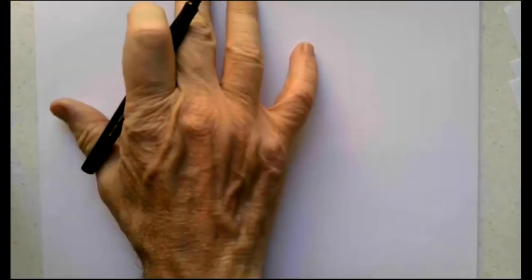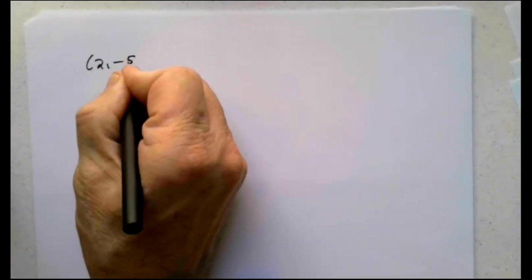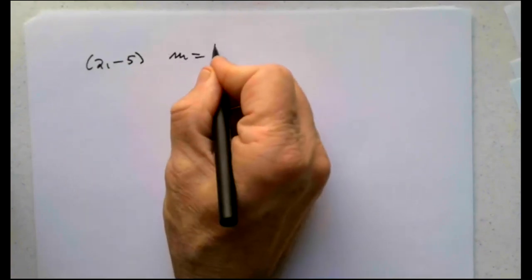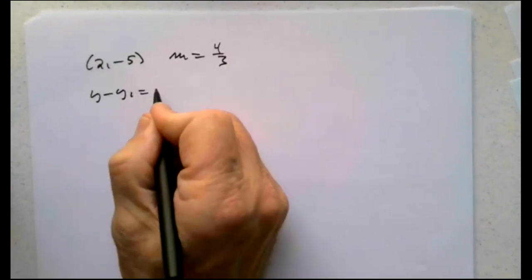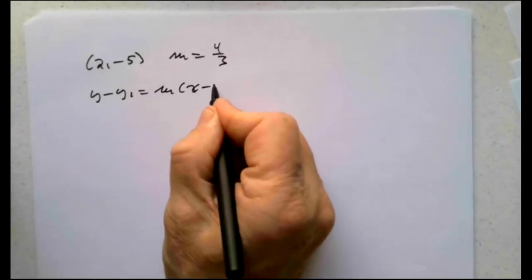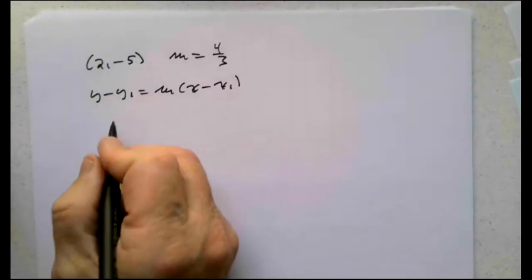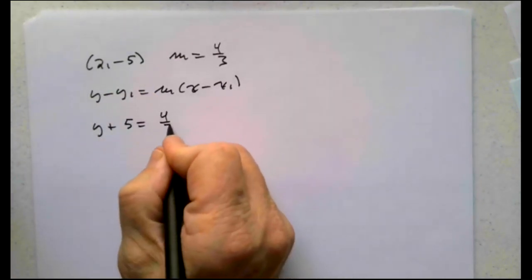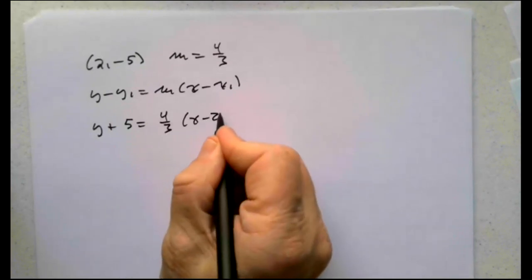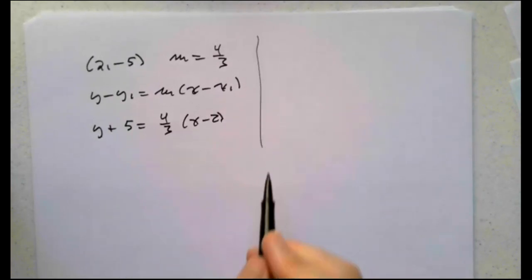So looking at this, center is 2, -5. We said slope could be 8/6 or 4/3 using our point slope form. y minus y1 is m times x minus x1. y minus -5, y plus 5 is 4/3 times x minus 2.